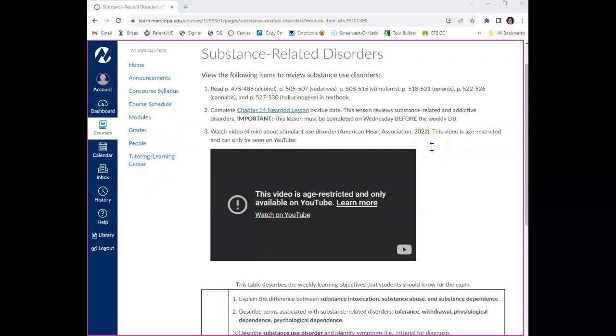The first section is substance-related disorders. Substance use disorder involves a problematic pattern of use of one of 10 categories of substances, leading to impairment or distress. We will focus on the following substances: alcohol, sedatives, stimulants, opioids, cannabis, and hallucinogens. Please read the designated pages in the textbook and watch the assigned video, as well as complete the Nearpod lesson.